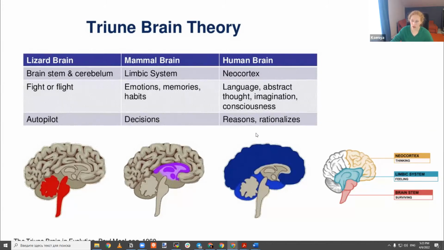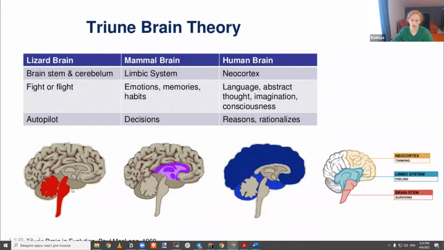He viewed each as independently conscious and as structures sequentially added to the forebrain in the course of evolution. And this theory was criticized mostly because MacLean thought that every part of the brain has its own consciousness.